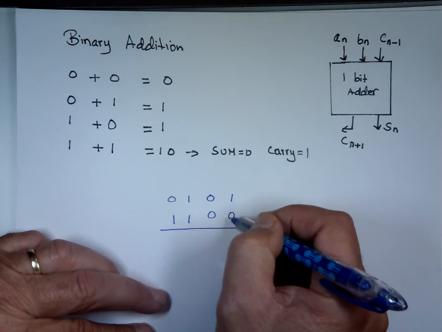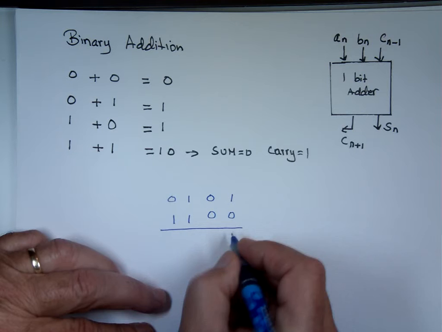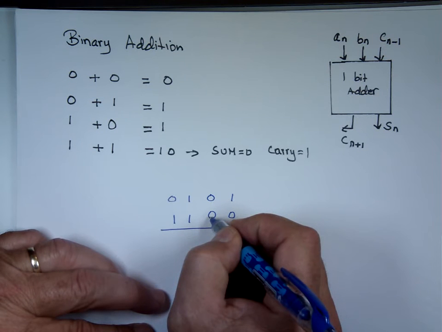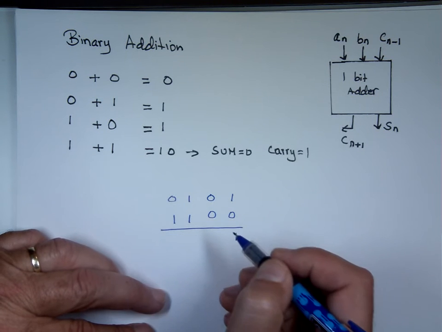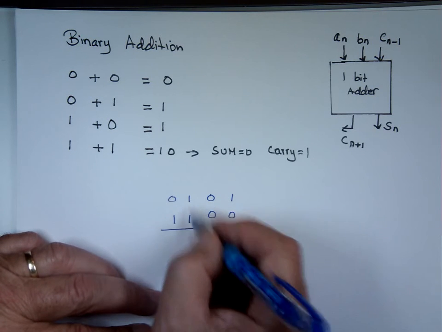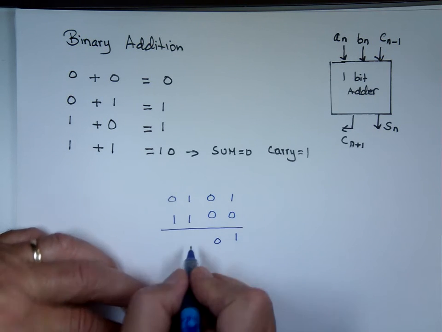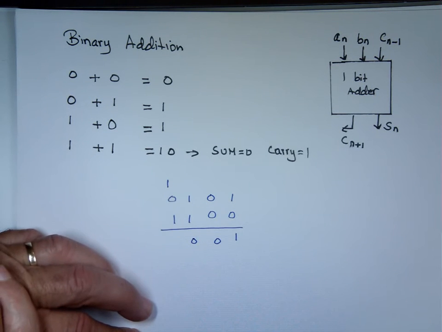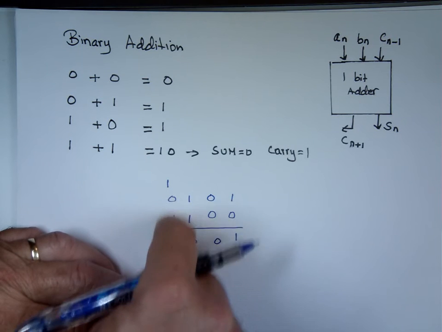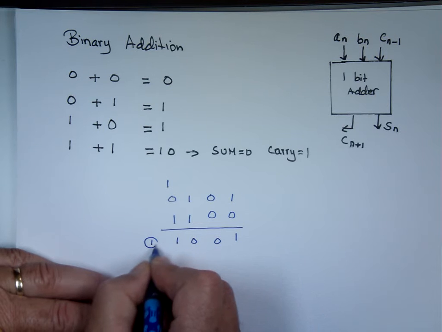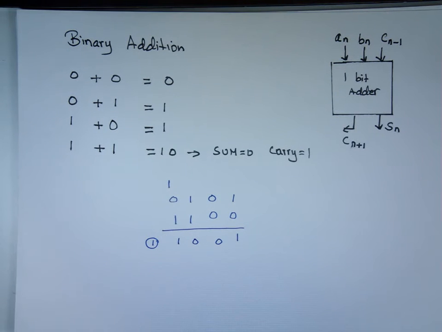What's 1 and 0? 1, and no carry. What's 0 and 0? 0 plus 0 is 0. What's 1 plus 1? That's a 2. That's a 0, carry 1. What's 1 plus 0 plus 1? 1 and a carry of 1. That's your carry here. On the last one, there's a carry of 1 coming out.